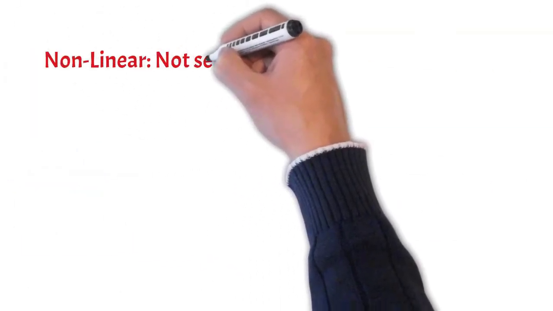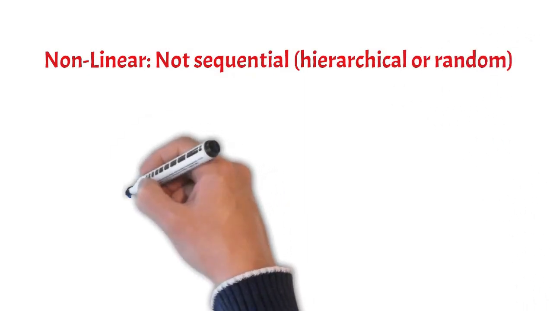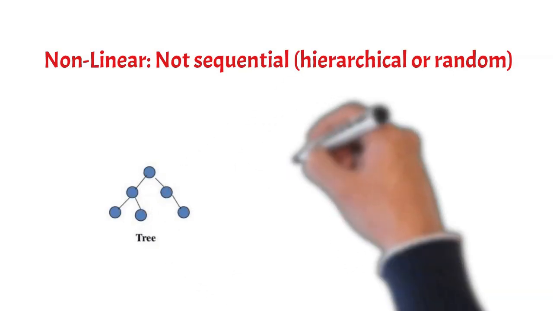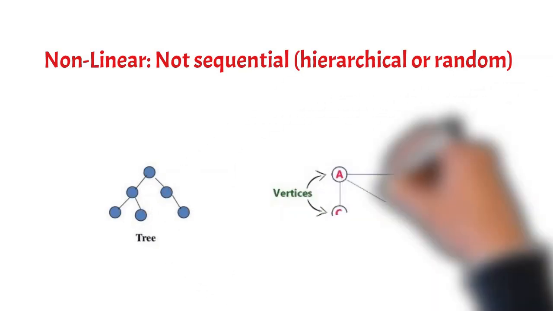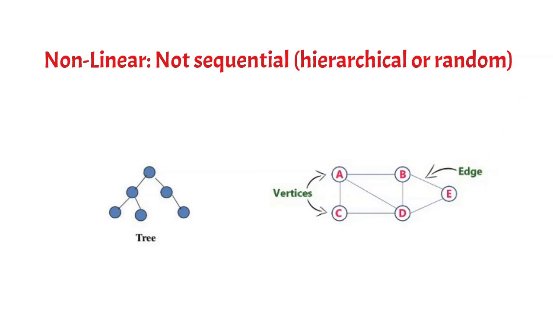Unlike linear data structures, elements in nonlinear data structures are not in any sequence. Instead, they are arranged in a hierarchical manner where one element will be connected to one or more elements. Trees and graphs are the best examples of nonlinear data structures. There are various special cases of trees and graphs, and we have specialized data structures within them.